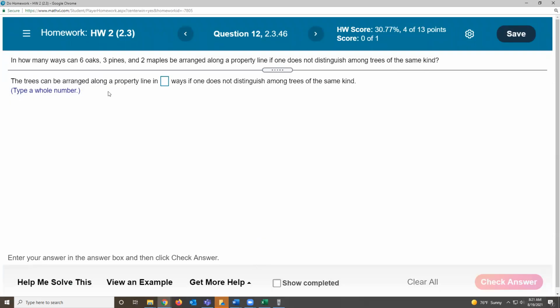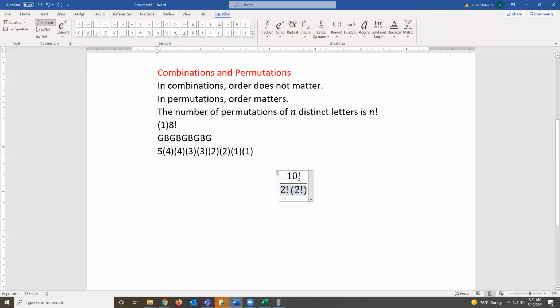In how many ways can 6 oaks, 3 pines, and 2 maples be arranged along a property line if one does not distinguish among trees of the same kind? So now this is very similar to how many permutations of these trees can be made. So you have 6 oaks, 3 pines, 2 maples. So that's a total of 6 plus 3 plus 2 equals 11. So if all these were different, then you would just have 11 factorial.